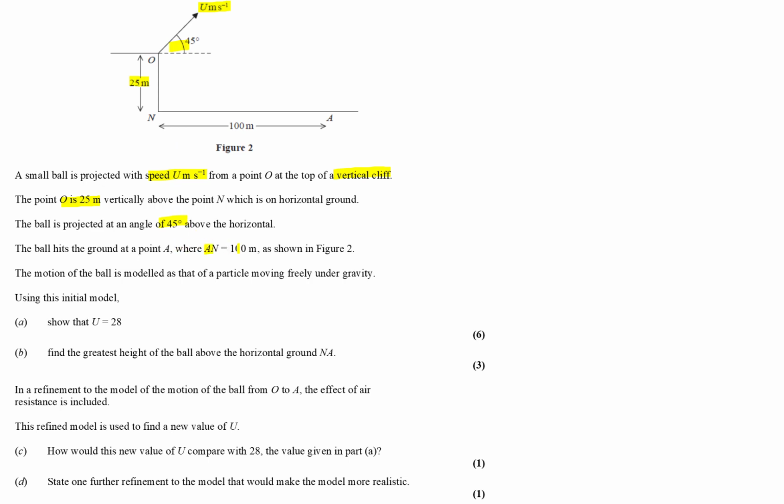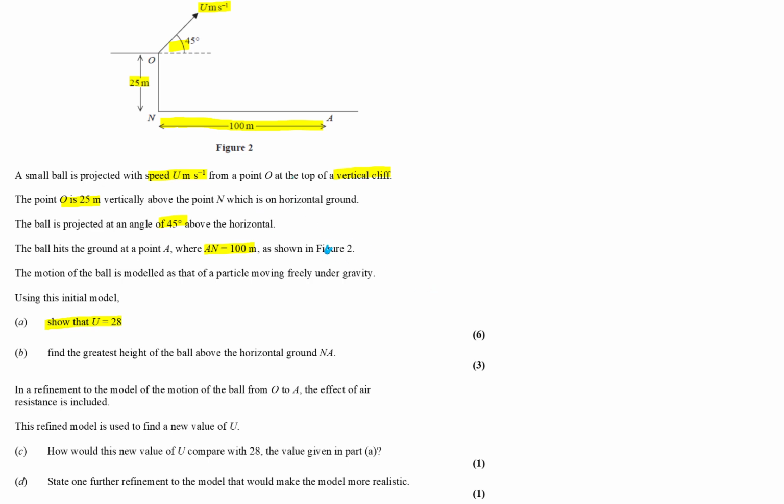And it hits the ground at A when that's 100 meters. So it lands at A. The motion of the ball is modelled as a particle moving under gravity. Using this initial model, show that U equals 28. Okay, so it's a show-that one. But I'm pretty sure we've got the skills to do this. Let's give this a go. Do pause the video at any moment.